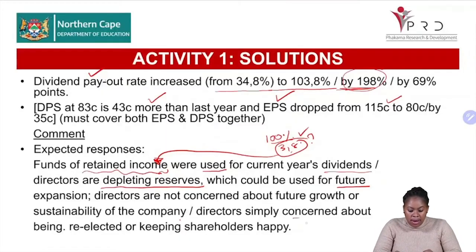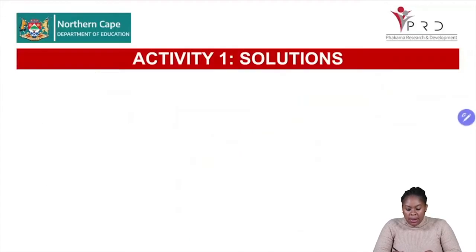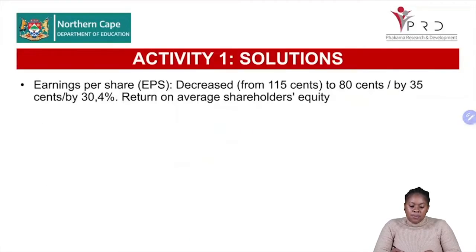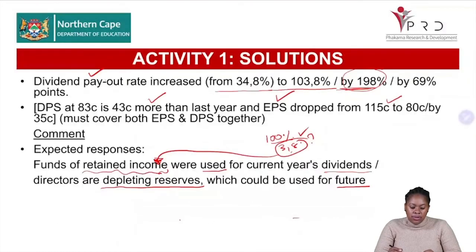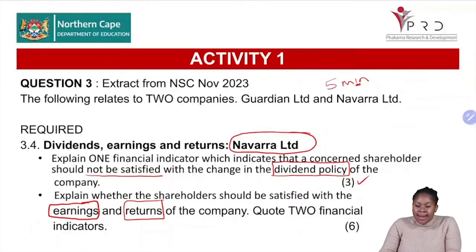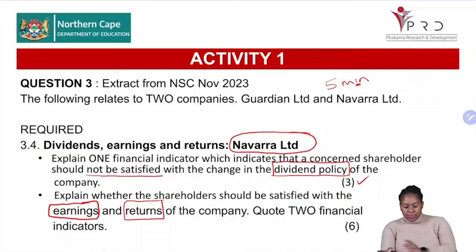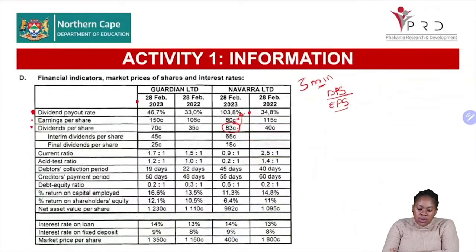All right. Let me just quickly check. The second aspect, let's go back so we can answer the actual question itself. Now, let us address the next question. The next question is saying, explain whether the shareholders should be satisfied with the earnings and the returns of the company. All right. So the earnings and the returns. So how do we approach this question?